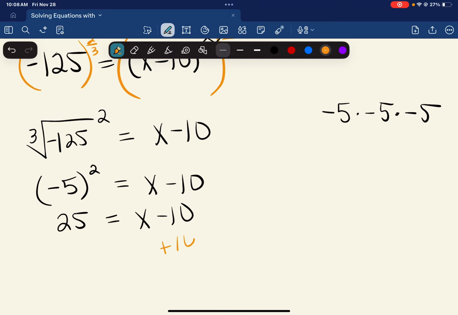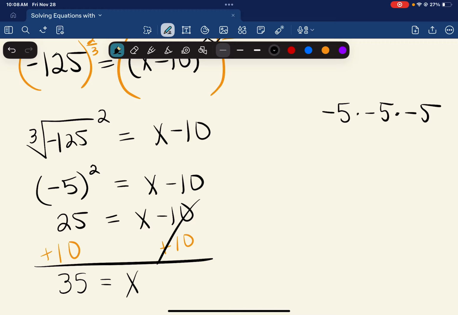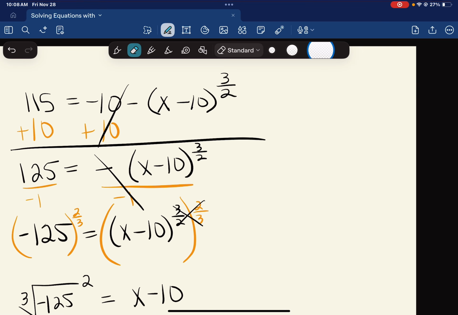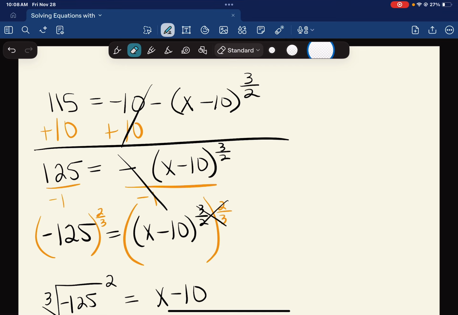And then, of course, I'll add 10 to both sides of my equation. And that gives me 35 equals x. All right, so x equals 35. That right there is our solution. Let me get that out of the way. So let's go ahead and sub that back into our original equation just to make sure it's not an extraneous solution.